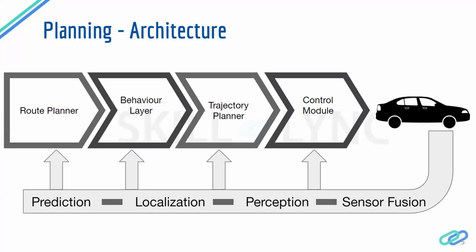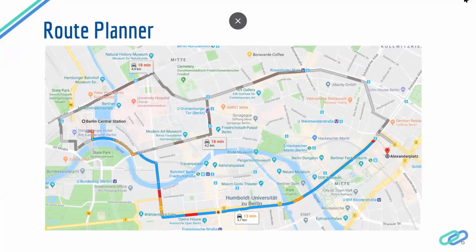I hope it's clear till now, or that I'm making some sense to you. So let's start with the first layer in the vehicle route planning. The top layer is the route planner. Generally it's also called the high-level planner or high-level route planner. This is more like Google Maps, but a bit more advanced version.